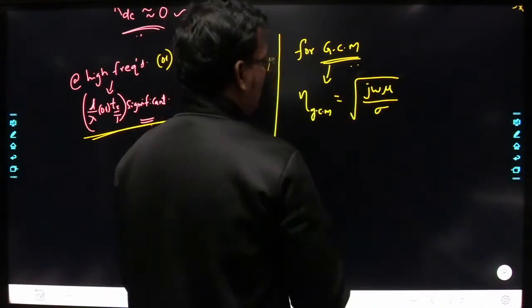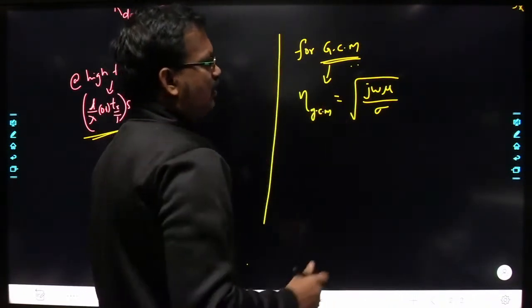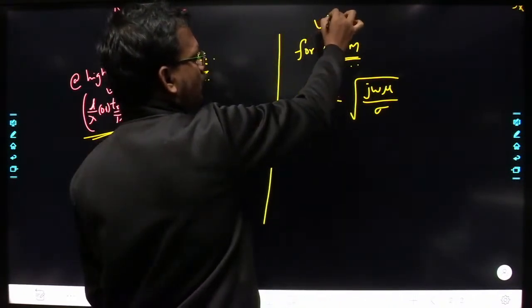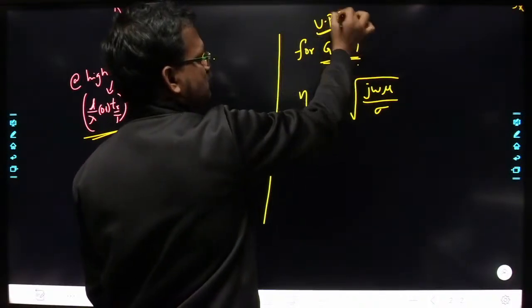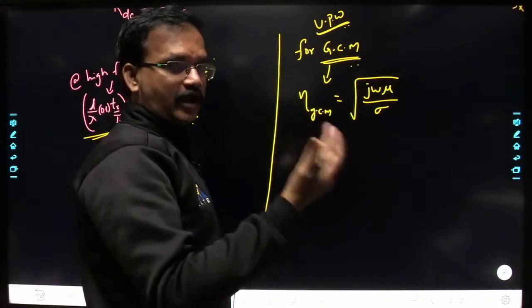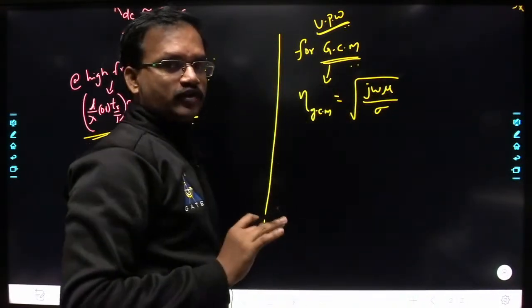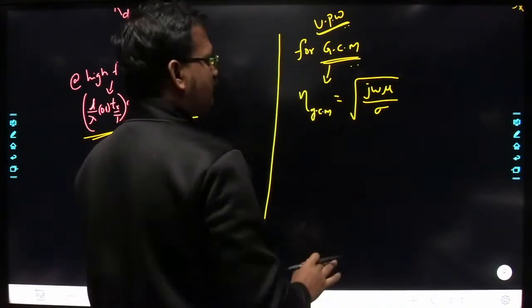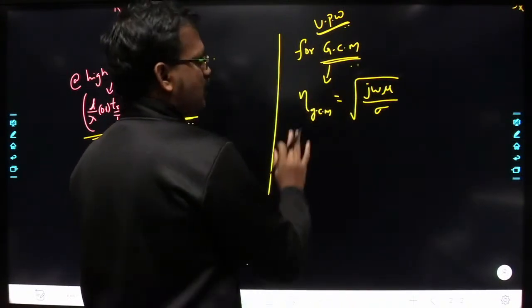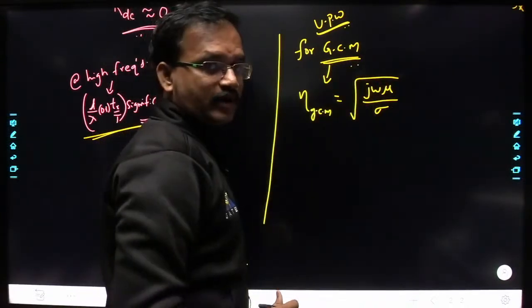Understood? Anyway, we are going to derive all these things whenever we deal with the propagation of uniform plane waves in different media. When we take that topic, I am going to derive all of this, so don't worry about that. As of now, just take it as granted. For a good conducting medium, the intrinsic impedance is the square root of j omega mu by sigma.